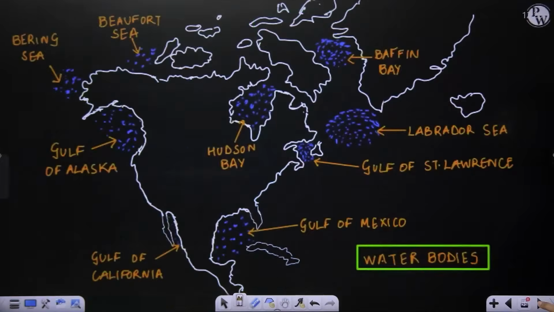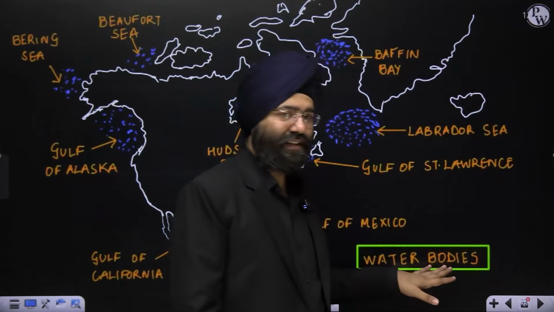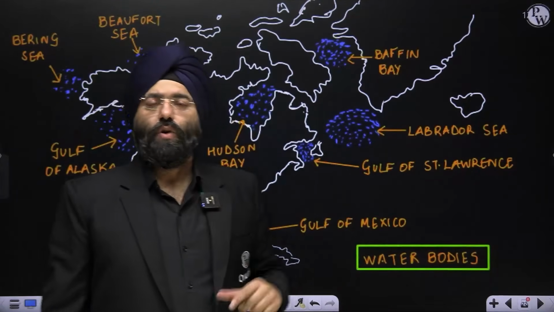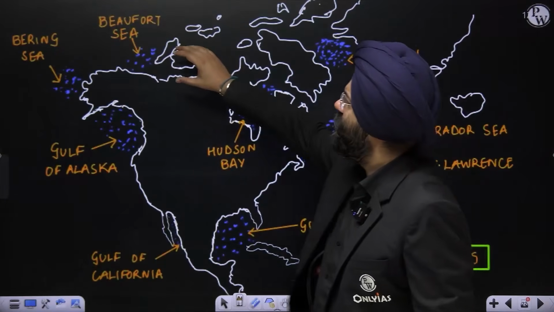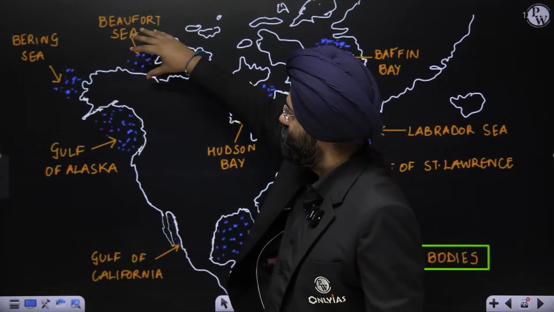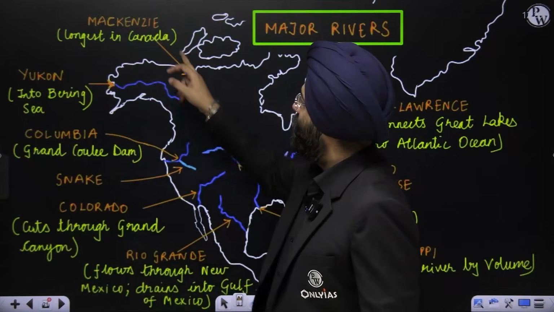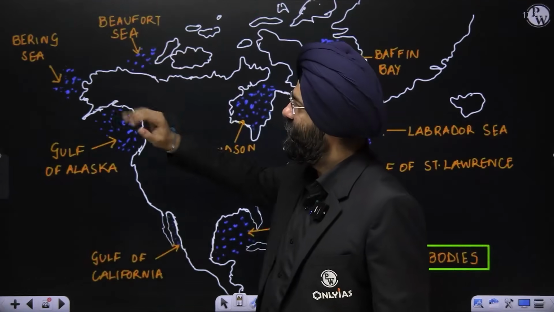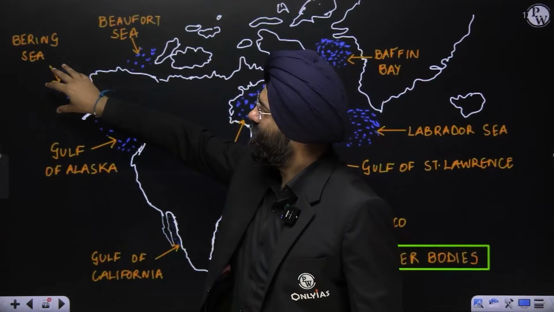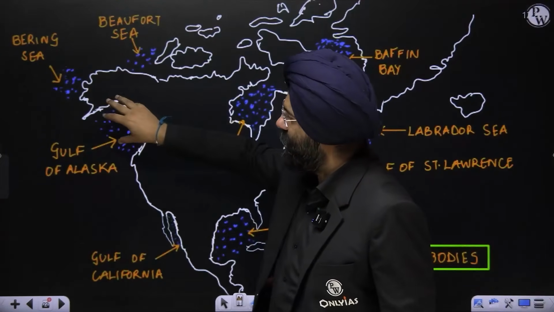Okay, let's move ahead. Now comes the water bodies. What are the important water bodies around it? Please see. If you see over here, you have the Beaufort Sea, right? That is why, if you see over here, the Mackenzie River is basically draining around this region only, right? So you have the Beaufort Sea. Over here you have the Bering Sea along with the Alaskan state. This is the Gulf of Alaska.